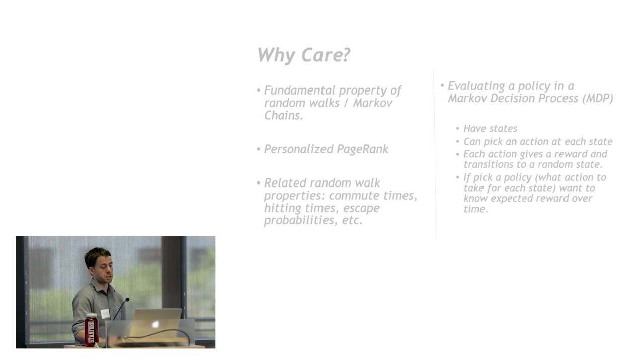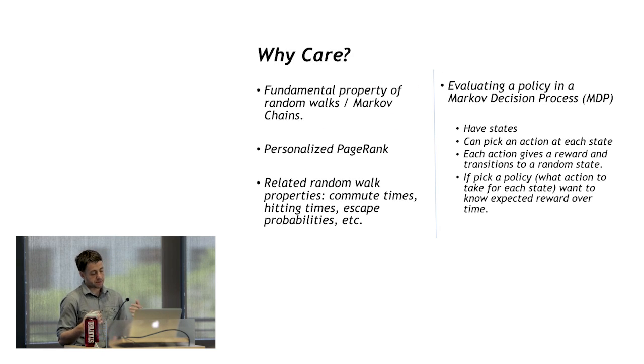Now, why should you care about this problem? First, it's one of the most fundamental problems in the study of random walks and Markov chains. However, beyond that, it's a problem that you encounter, I think, in a variety of settings. If you've ever looked at PageRank or personalized PageRank, that's simply a special case of computing the stationary distribution. Computing the stationary distribution is closely related to a whole bunch of other properties of random walks, like computing commute times, which is a good importance measure between vertices of the graphs, or hitting times or escape probabilities.